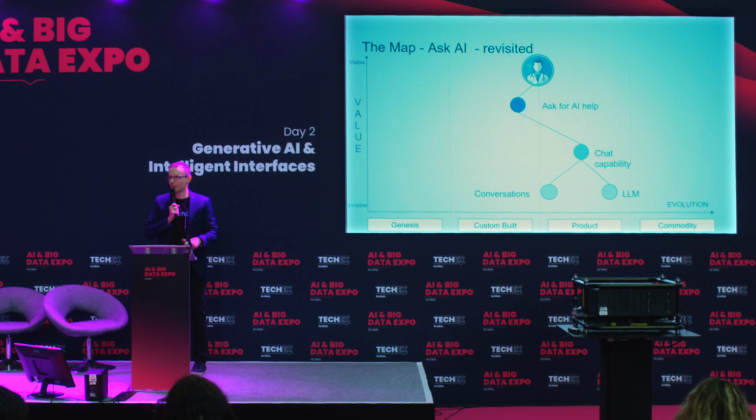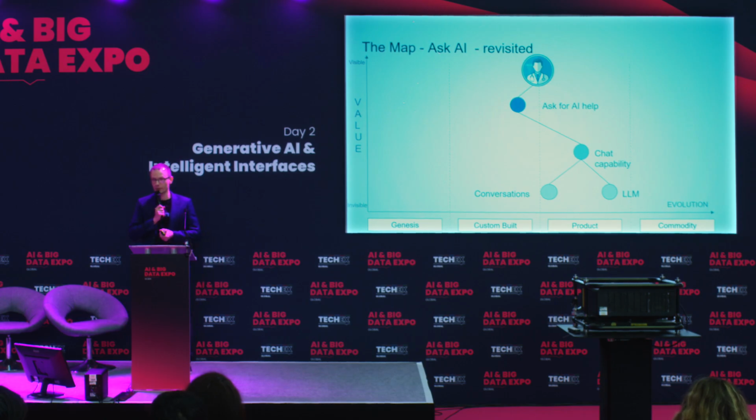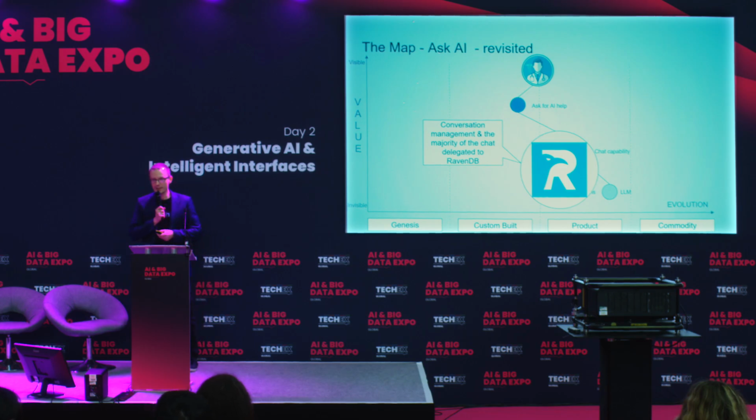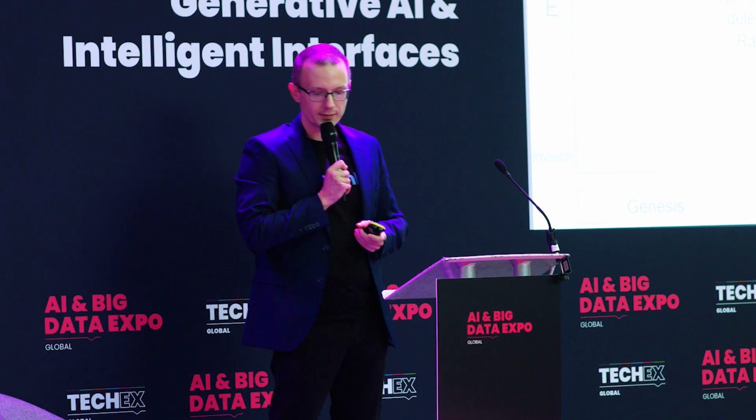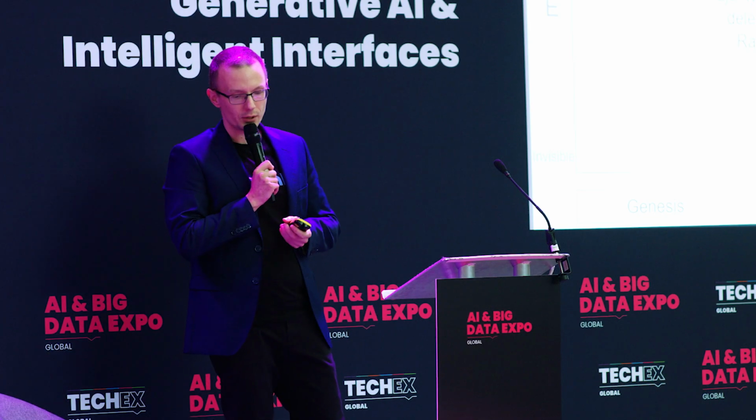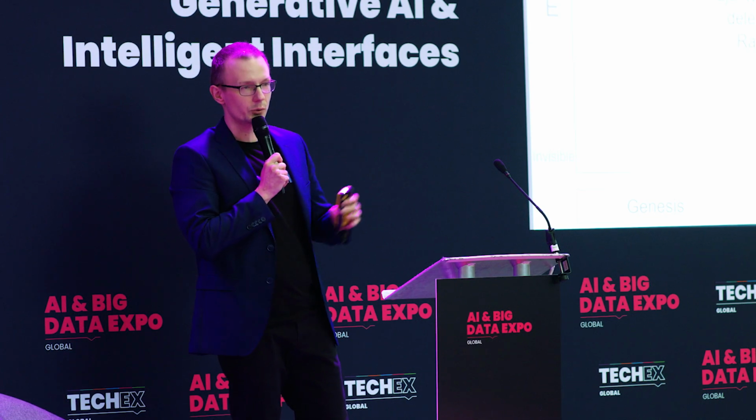Now, having that in mind, meaning the movement and the gluing and how we want to orient ourselves on the map, let's revisit this Ask for AI help. As you can see, we have two things here, conversations and LLMs, and the chat capability. So as I was searching for it, I found this thing, RavenDB. And this is quite a big logo, not to promote the database, but actually to show how many functionalities it can cover. So in that case, the conversation management and the majority of the chat things is delegated to RavenDB.